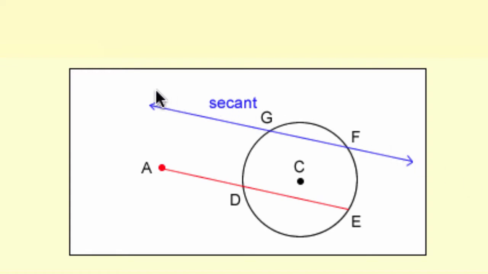Now a secant line is a line that intersects a circle in 2 points, like line GF here. A secant segment is part of the secant line with at least 1 point on a circle. So segment AE in this case can be considered a secant segment. An external secant segment lies in the exterior of the circle with a point on the circle. So segment AD is an external secant segment. Remember, internal means inside, external means outside.